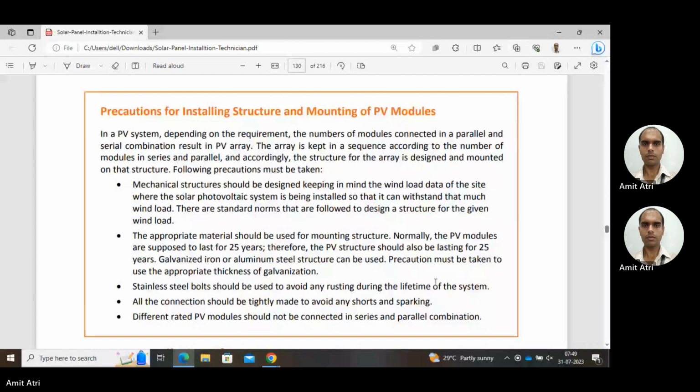So for the frame, most probably a galvanized iron or aluminum steel structure can be used, and the thickness of the galvanization should be enough so that it can withstand this type of environmental condition for a long time. Another point is that stainless steel bolts should be used to avoid any rusting during the lifetime.